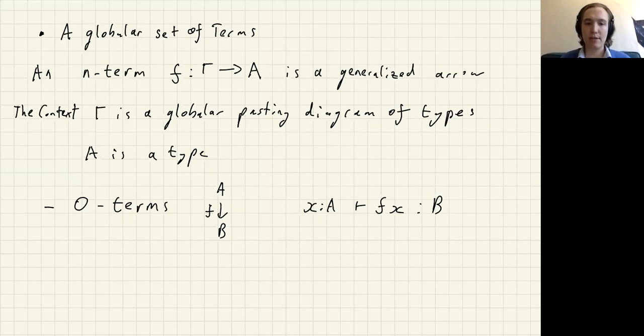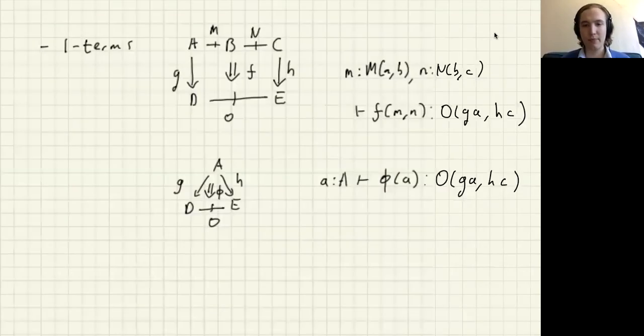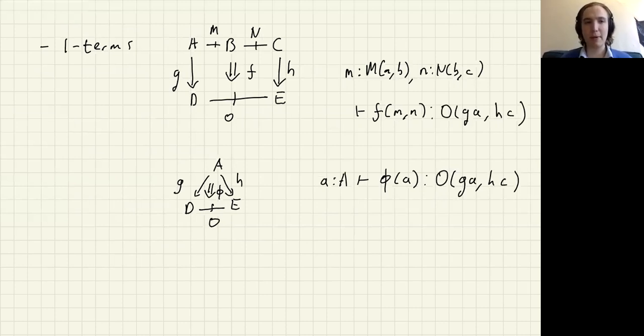So let's look at what those are in low dimensions. Zero terms are quite boring because there aren't any interesting zero-dimensional globular pasting diagrams. So the only zero terms take a single zero type and output a single zero type. So we just denote them by vertical arrows. Or very simple deductions in type theory.